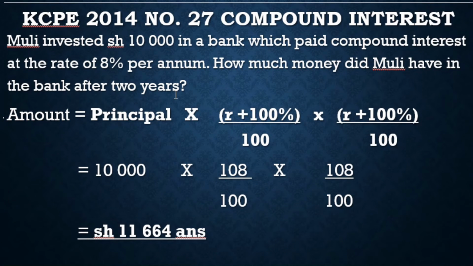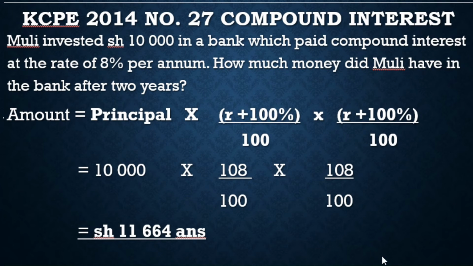Number 27, which is a question about compound interest. Molly invested 10,000 in a bank which paid compound interest at the rate of 8% per annum. How much money did Molly have in the bank after 2 years? So I've used a formula which says amount equals principal times rate plus 100 over 100 times rate plus 100 over 100. It's a very simple method which will give you the total amount which he had by the end of the second year.